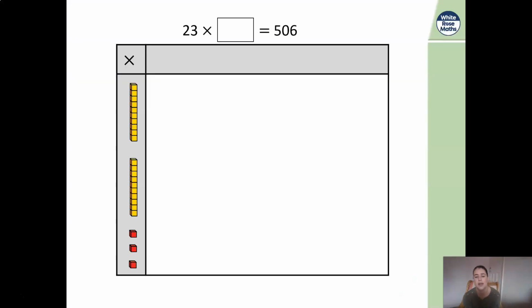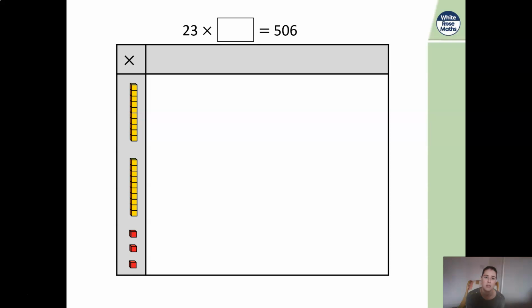Okay, so here we have 23 multiplied by something is 506. And now we have the additional challenge of having to work out the missing number we are multiplying by to give us our answer. So this is going to be one of those chances where we're going to have to just do some trial and error. So we need to use the skills that you already know and then build on them.